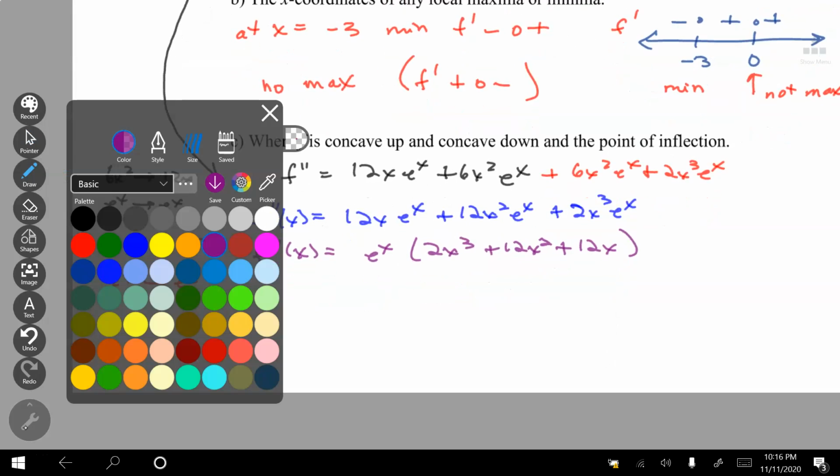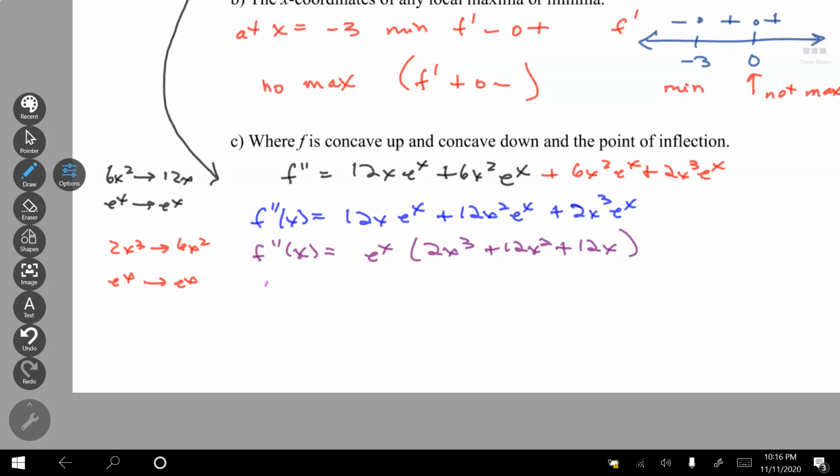I can see that they have a 2 and an x. So e to the x times 2x, I get x squared plus 6x plus 6. Set that equal to 0. And this is where I get problems. Does not factor. Won't work out. So I got to use the quadratic formula.